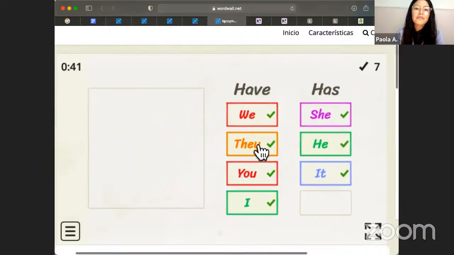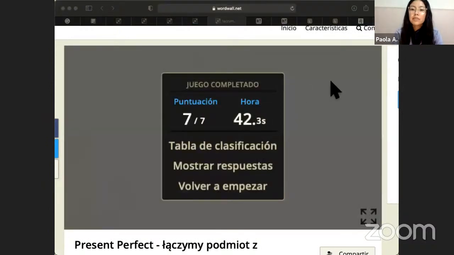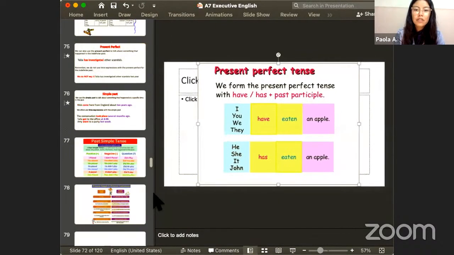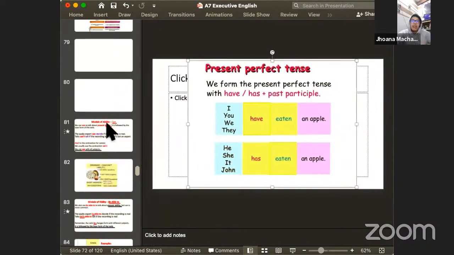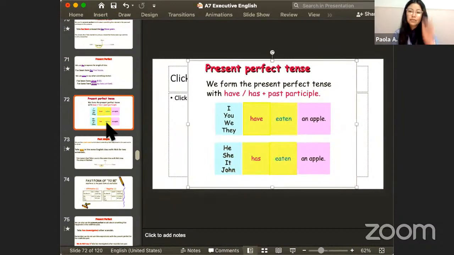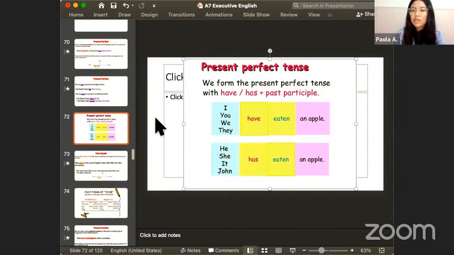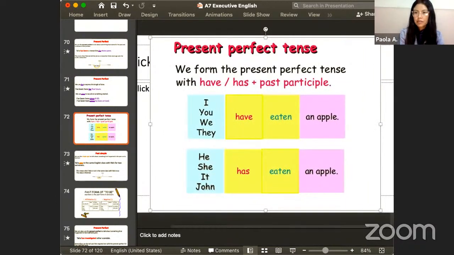Great, very good. So this is the tense we're going to see today. It's called the present perfect. I'm going to show you a little bit until everyone else joins us. So, can you see my screen? Joanna? Just check. Okay, good. So this is the tense we're going to see today, the present perfect.